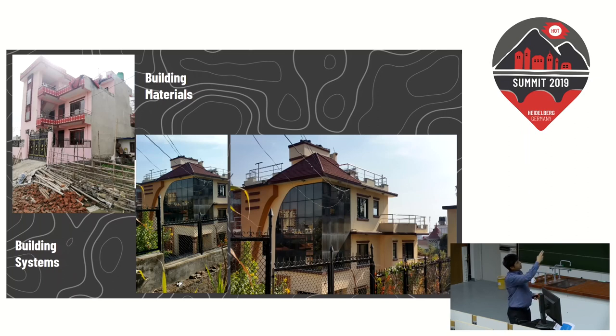And usually the system and the material tend to match. So in this case, normally most of the buildings that are concrete reinforced buildings have a system called moment resisting frames built around it. So almost 64% of the buildings were of this sort.